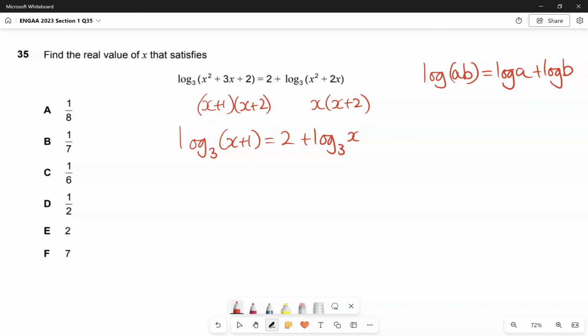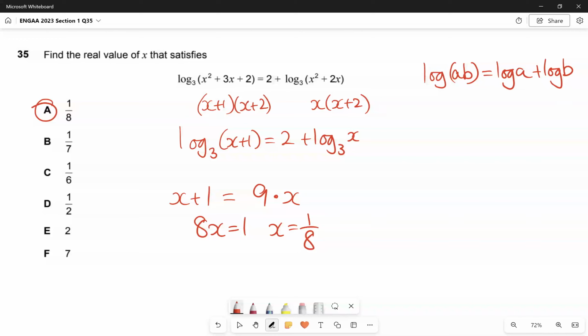So let's say we raise 3 to the power of each. We have 3 to the power of log 3 x plus 1. That would just be x plus 1 by definition. 3 equals 3 to the power of 2, which is 9, times 3 to the power of log 3x, which is just x. And then this gives us 9x equals x plus 1, which then rearranges to 8x equals 1. So x equals 1 over 8.